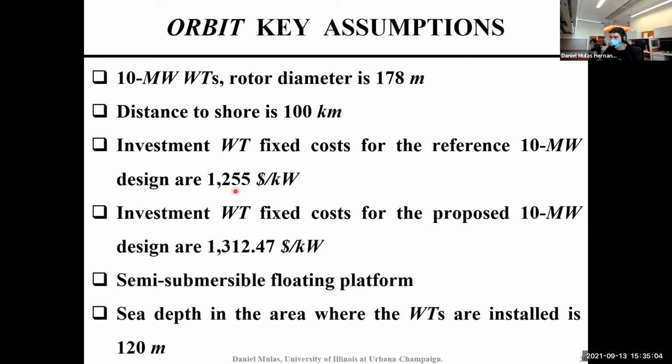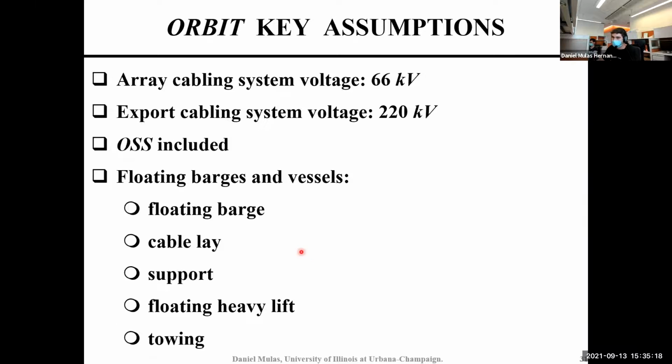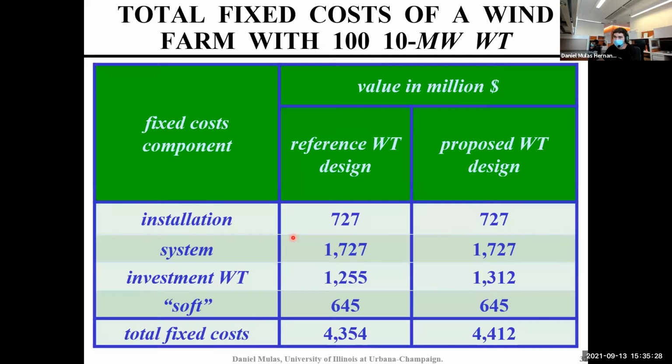What happens is that the only thing that changes is the investment wind turbine fixed cost, which will be $1,255 per kilowatt for the reference wind turbine, and a bit more expensive for the proposed wind turbine due to the excessive cost of the generator. And here again, we will have the same characteristics in terms of array cable systems, export cable systems, offshore substation, and the barges and vessels that we use for the installation.